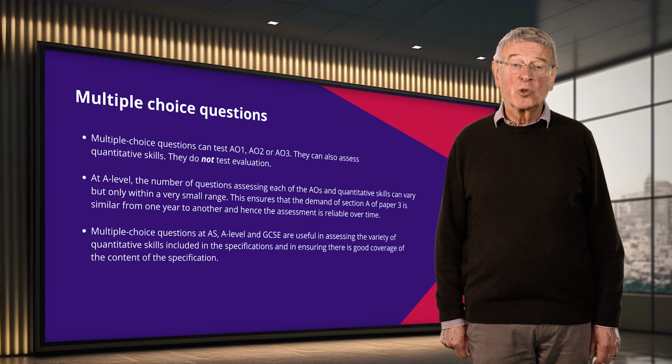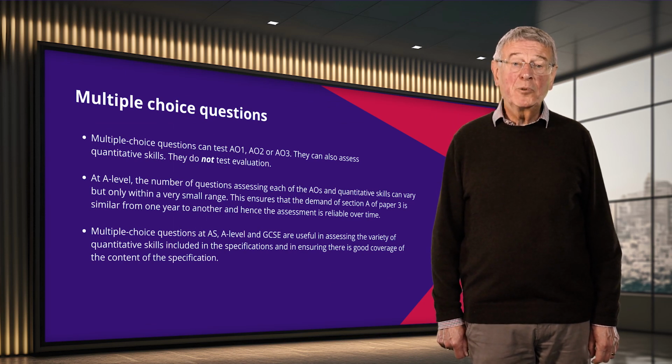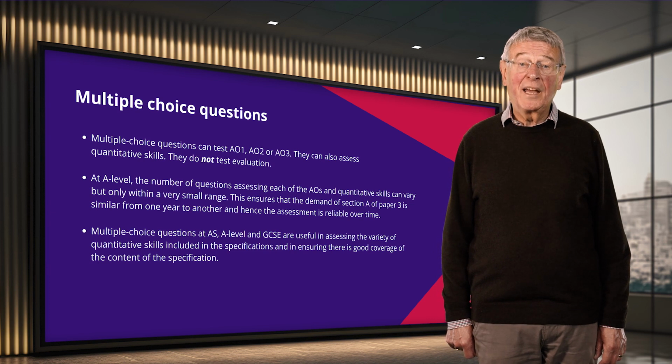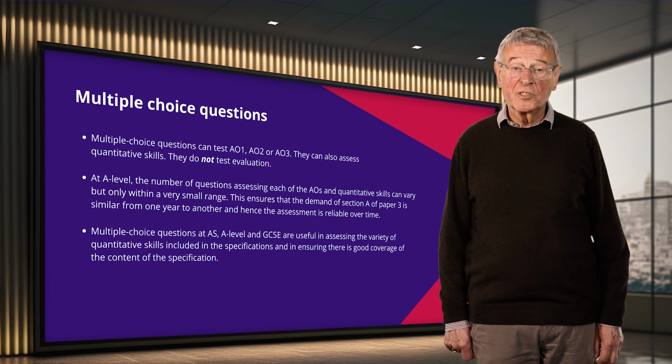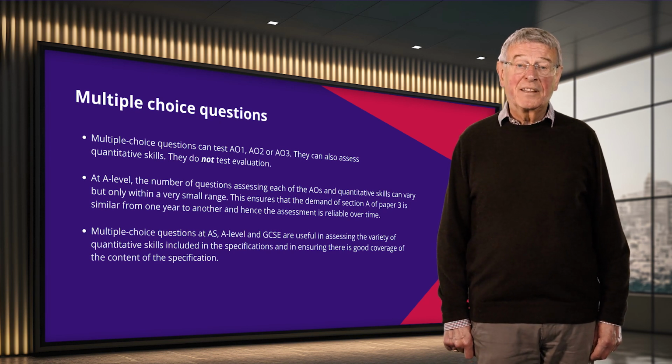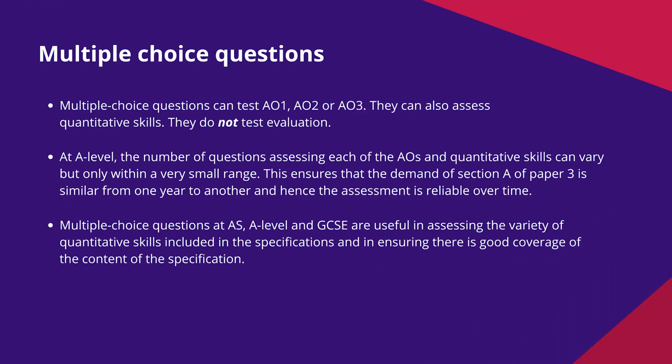I'm now going to look at multiple choice questions. Multiple choice questions can test AO1, AO2 and AO3, and they're also an important means of assessing quantitative skills. However, they cannot test evaluation. At A level, the number of questions assessing each AO and quantitative skills can vary, but only within a very small range. This ensures that the demands of Section A of Paper 3 are similar from one year to another, and hence the assessment is reliable over time.